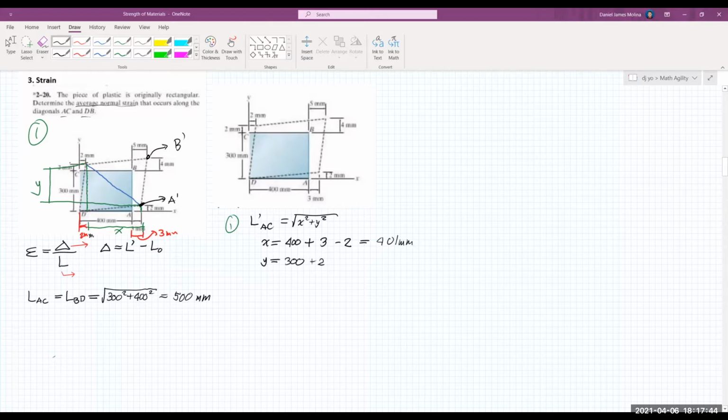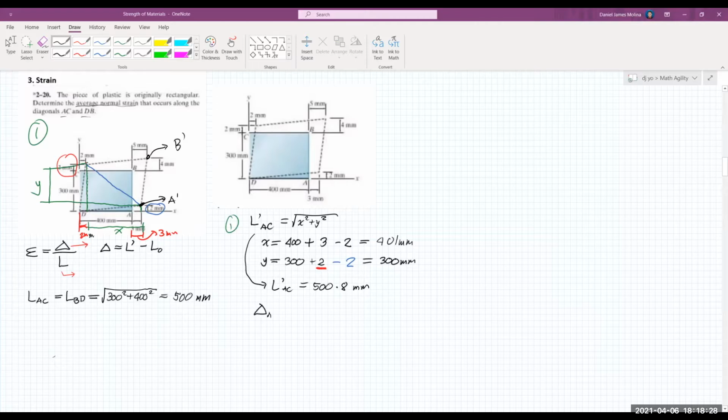And then for the vertical length, we have 300 millimeters stretched upwards by 2 millimeters due to joint C. This is the 2 millimeter here. And then it will also shrink by 2 millimeters due to the vertical deformation of joint A. So the distance y will remain as 300 millimeters. So using the given equation, the deformed length of diagonal AC is, by using our calculators, approximately 500.8 millimeters. So it's a little bit small in terms of its deformation.